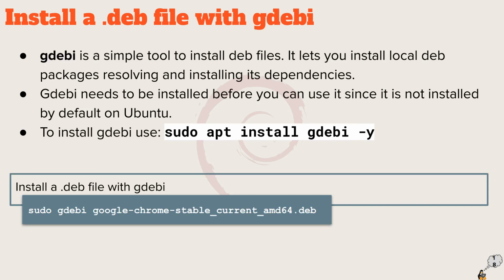Now, gdebi is another program that you can use for installing deb packages. gdebi is not installed by default in your system. You need to install it. So you use sudo apt install gdebi -y, and that will install the software. And to install the package using gdebi, just run sudo gdebi and then the actual package you downloaded from the internet. And that's it. That deb file has been installed.